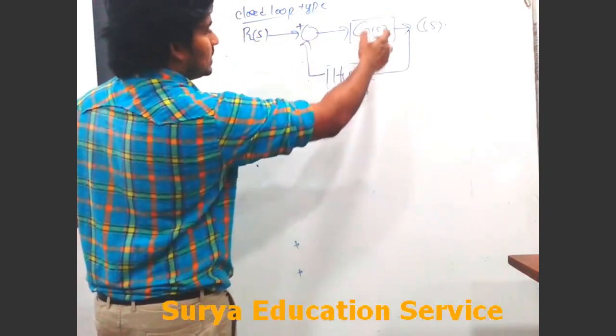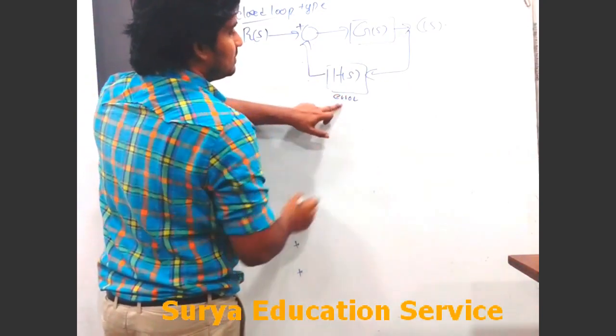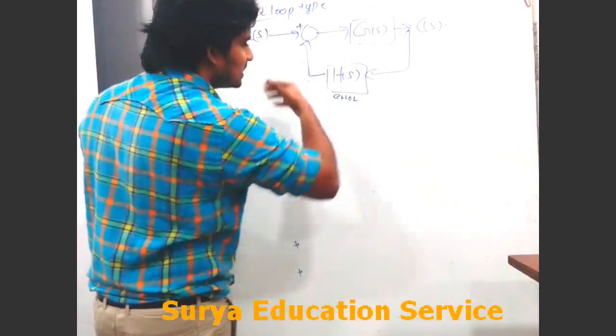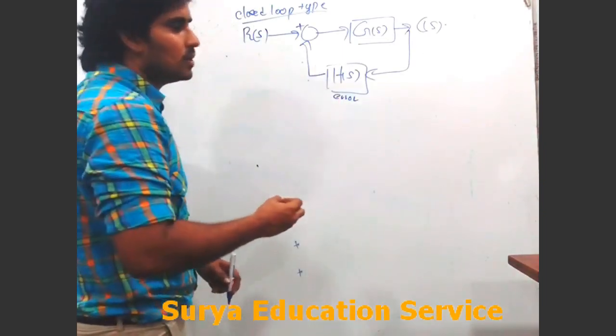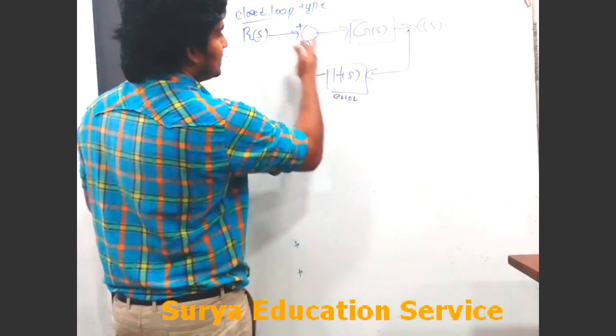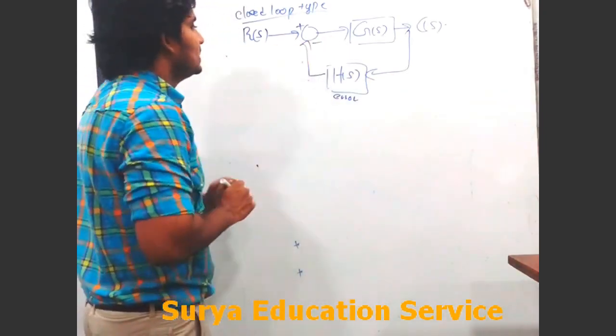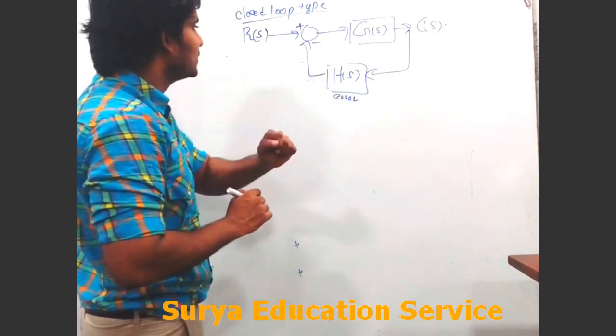Here we also call this function the error function, because this feedback path is used to correct or reduce the error. This feedback path is connected with the negative sign. So now let's see how to obtain the transfer function.